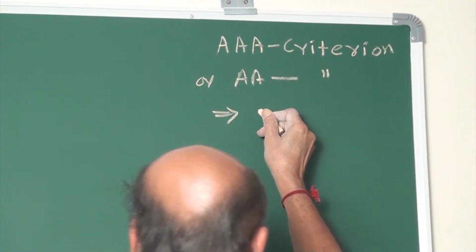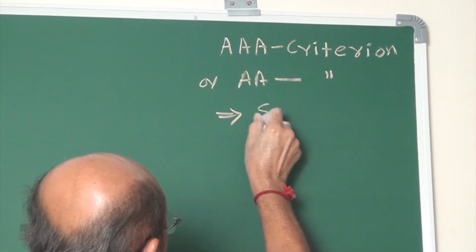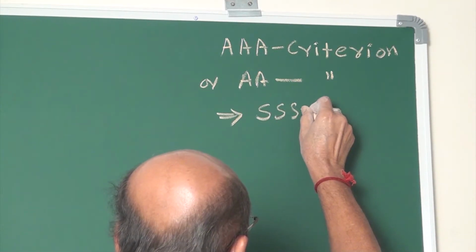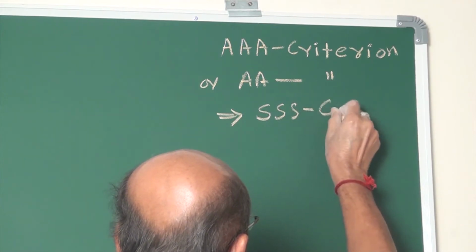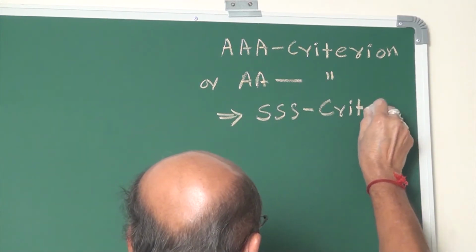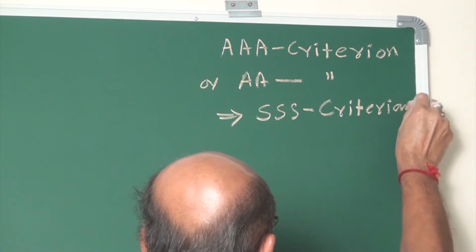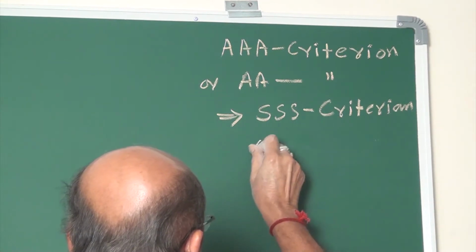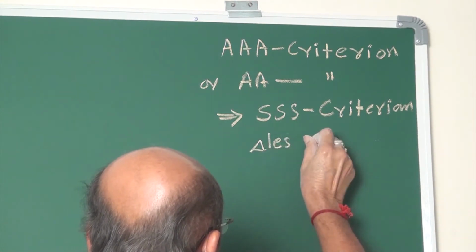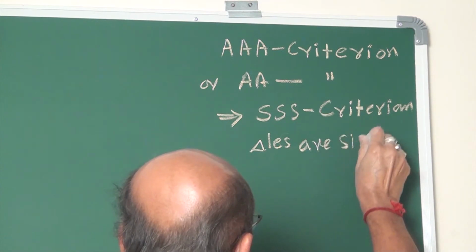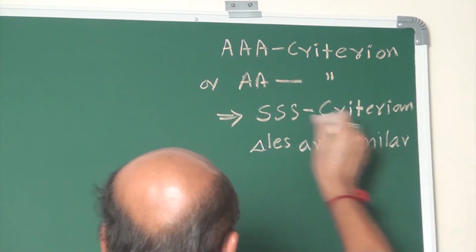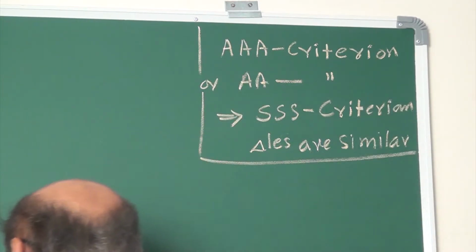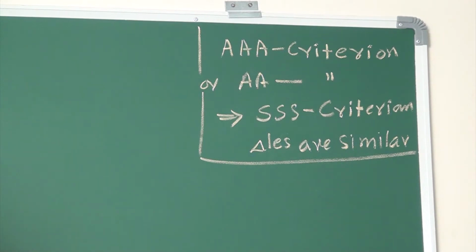Both implies what, my friends? Triple S means what? Sides are proportional. Triple S criterion means what? The triangles are similar. Yes, my friends, I use it.